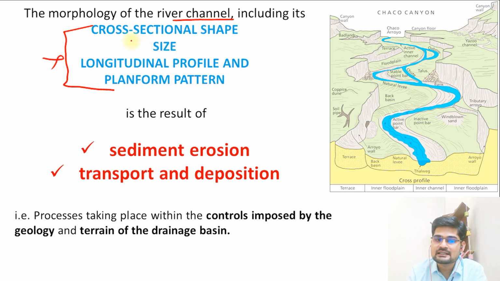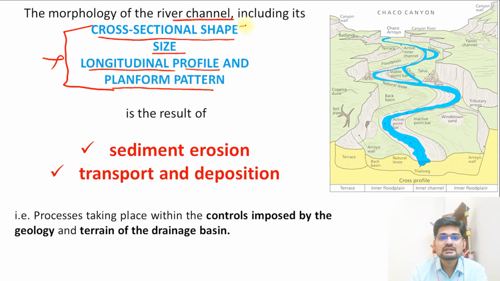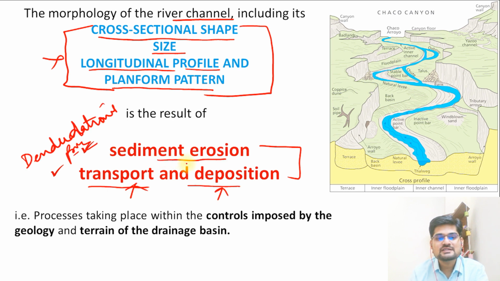As we talked in the earlier diagram, cross-sectional shape, its size, then its longitudinal profile, and also the planform pattern. Remember these four factors. These are resultant of these two important variables as we see. So largely what we see is that we have already studied these under denudational processes. Remember weathering, erosion, mass wasting, transportation, deposition, all these things.